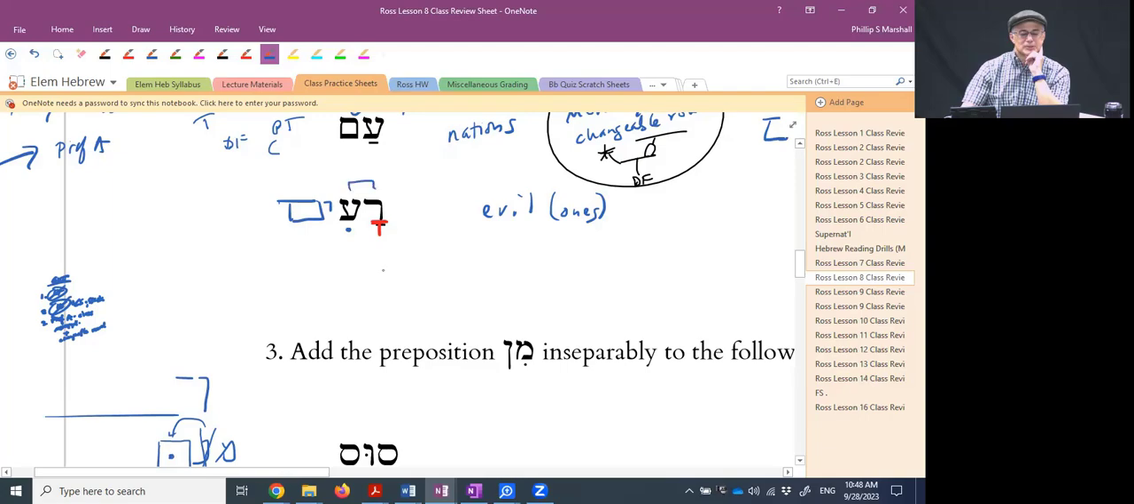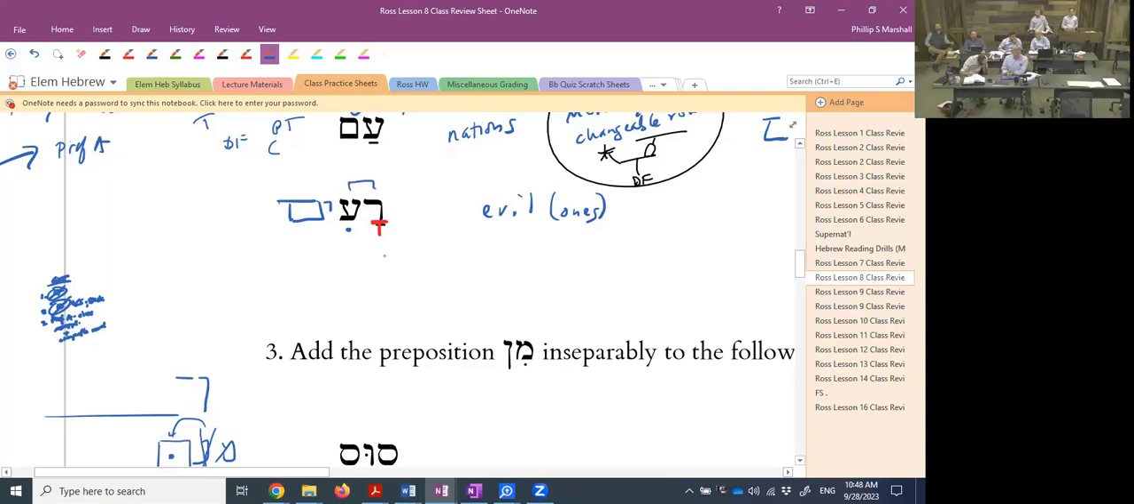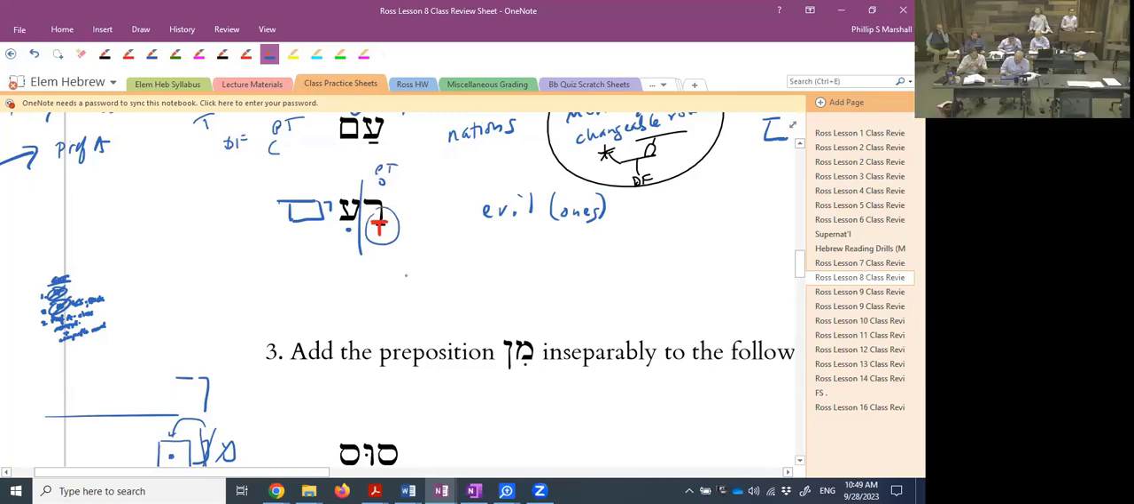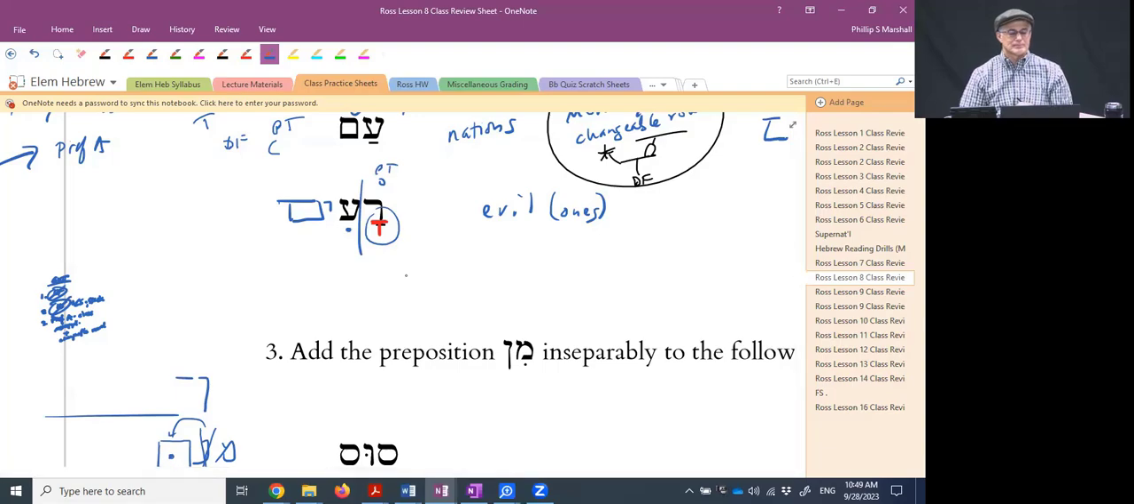Is this a closed syllable? No. The ayin has really rejected the dagesh, and the comment says lengthen to compensate for the loss of dagesh. So this really is an open pretonic syllable, and that's why it's got to have a long vowel here too, right? Okay, now let's look at the last one.